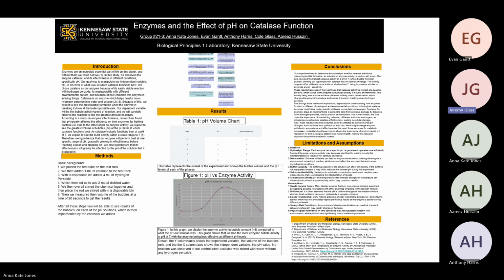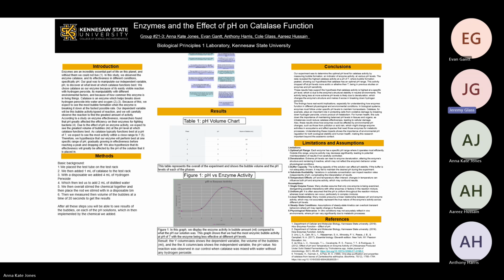Step 1, we placed the test tube on the test rack. Second step, we then added 1 milliliter of catalase to the test tube. Third step, with a disposable pipette, we added 4 milliliters of hydrogen peroxide. Fourth step, we then added 2 milliliters of distilled water. Fifth step, we then stirred the chemicals together and placed the rod we stirred with in a disposable bin.